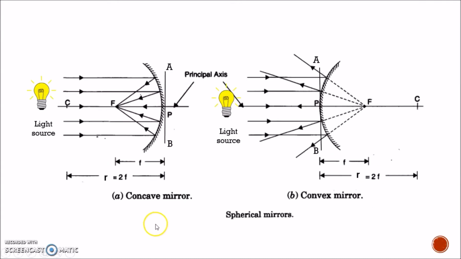Let's learn about the ray diagram for concave and convex mirrors. Before that, we need to understand the symbols and terms that are used for both mirrors. From these two diagrams, we can see that the differences between concave and convex mirrors are the positions of point C and point F. Point C and point F are situated here for the concave mirror, but for the convex mirror, point C and point F are situated here.